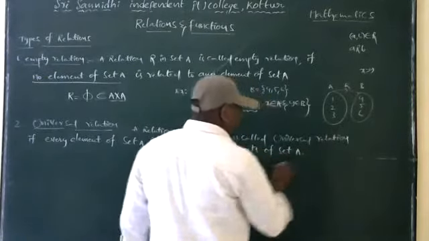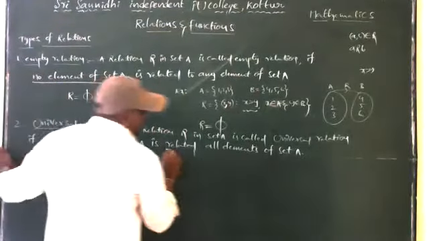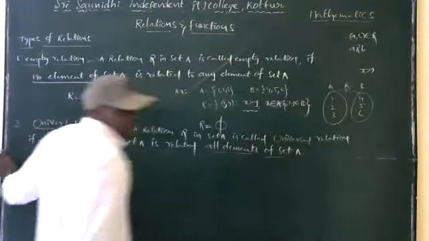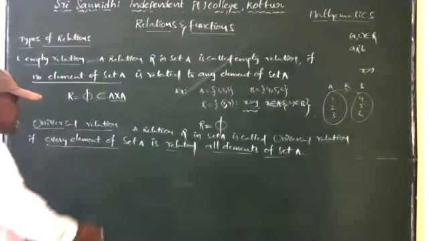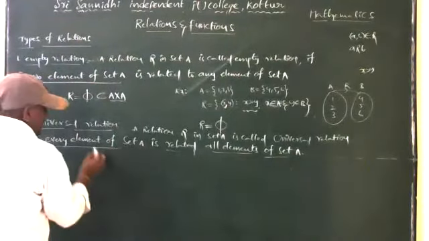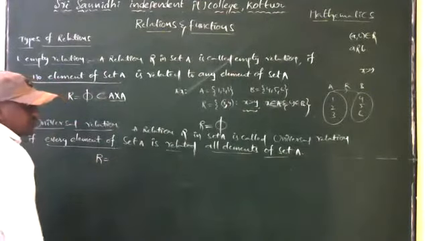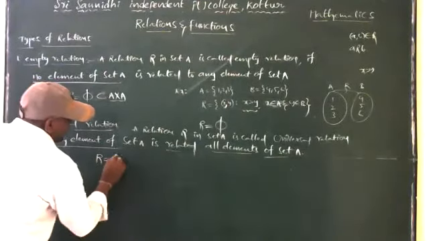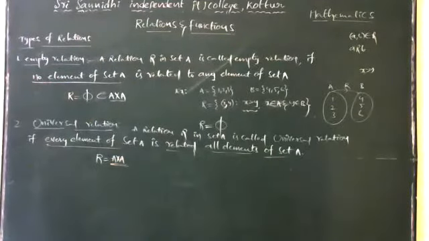For example, here we define set A to set A. Condition: every element of set A is related to all elements of set A. Right. This is the example of universal relation. That means its relation we can write as capital R is equal to A cross A, because we are taking all possible ordered pairs. Cartesian product represents the universal relation.